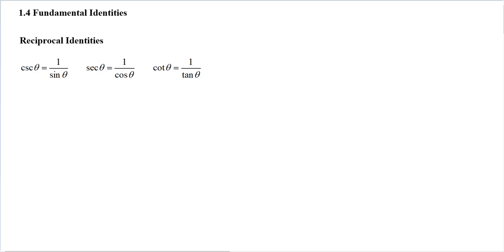In section 1.3, you learned the definition of a trig function, and from that definition, we have fundamental identities. The first one is reciprocal identities. This one is very simple to explain because you learned that sine theta is y over r, and cosecant theta is r over y. They are reciprocal to each other, so cosecant theta is simply 1 over sine theta.